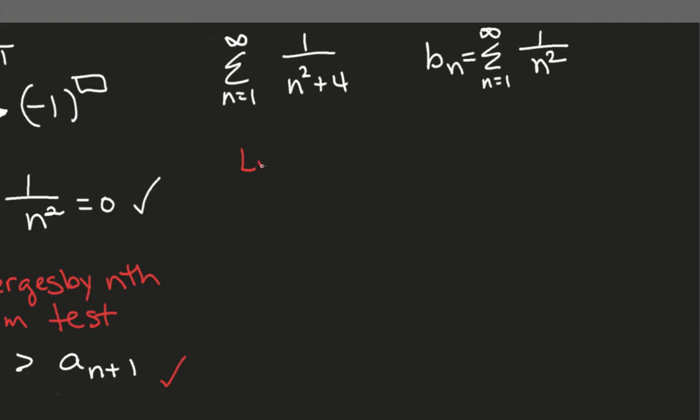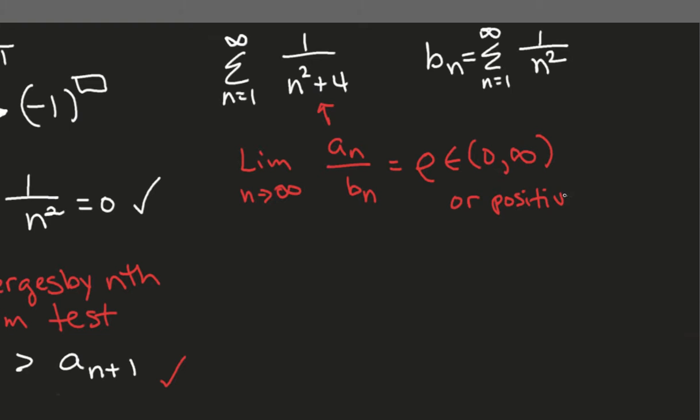Then what you do is you take the limit as n approaches infinity, and you look at a sub n, which is your original series, over b sub n. And if that answer, which a lot of people call rho, is an element of 0 to infinity, or another way to say it is it's positive and finite, whichever one makes you happy, both will be accepted, then a sub n acts just like b sub n.